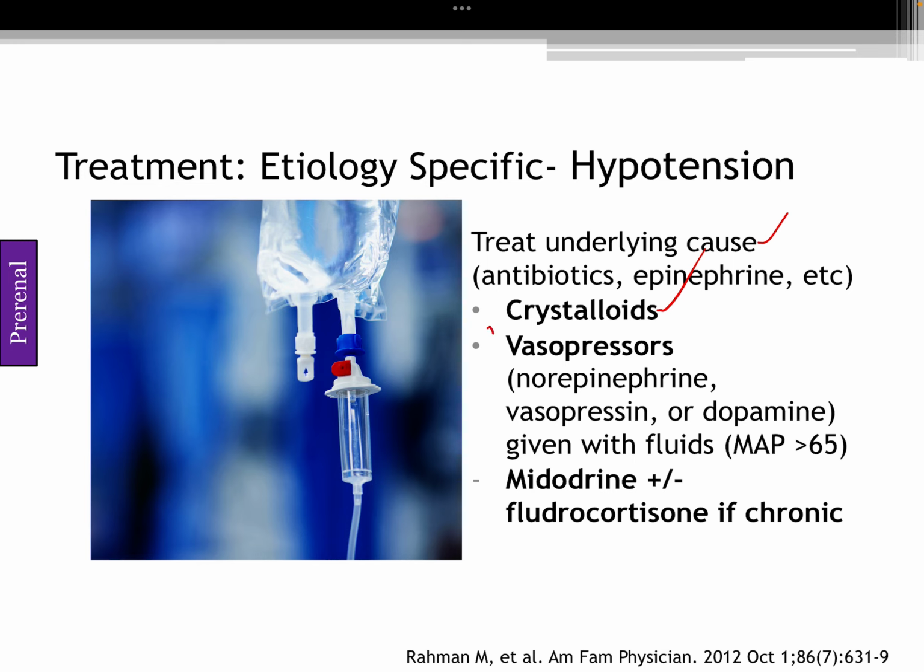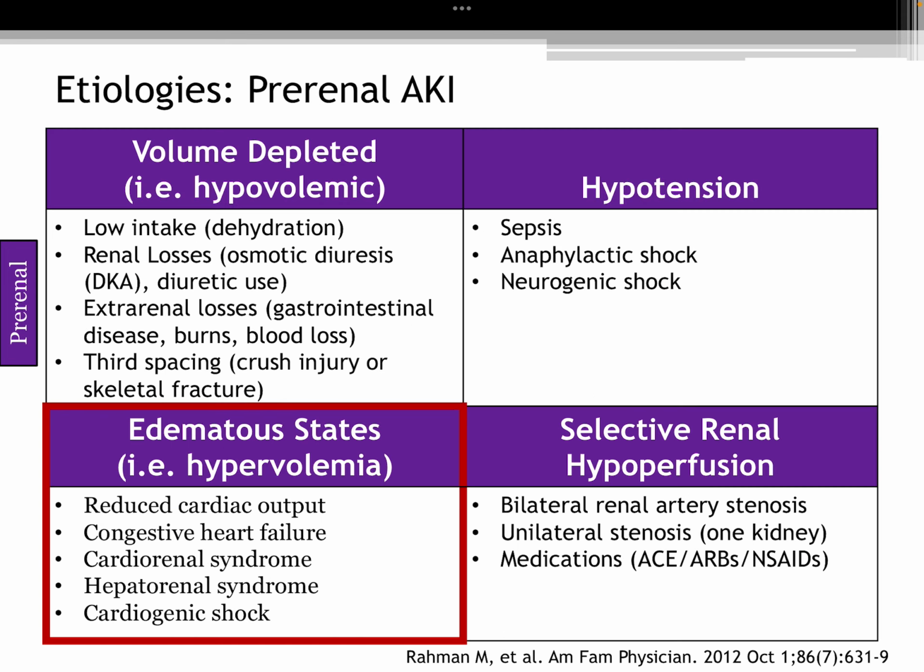Your vasopressors can be given as second-line therapy. This can include things like norepinephrine, vasopressin, dopamine. Epinephrine is also a good example, especially in patients with anaphylactic shock. We give epinephrine. And then if it is chronic, we can try one of these two agents: midodrine, which is an alpha-1 receptor agonist, or fludrocortisone, which is a mineralocorticoid receptor agonist. It's a type of steroid as well.